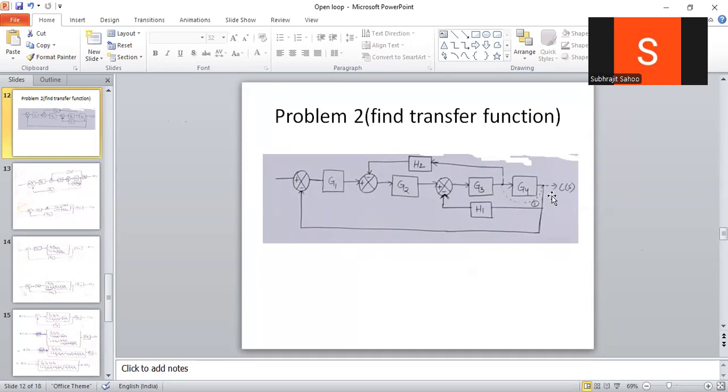But in between, to find out the series and parallel connection, sometimes it is required to move this branching point. This is the branching point or take up point, just as I showed in the previous slide. To move this branching point to left or to right, it is required. Based on the situations, you have to judge.